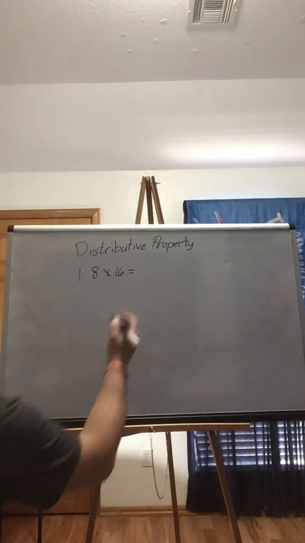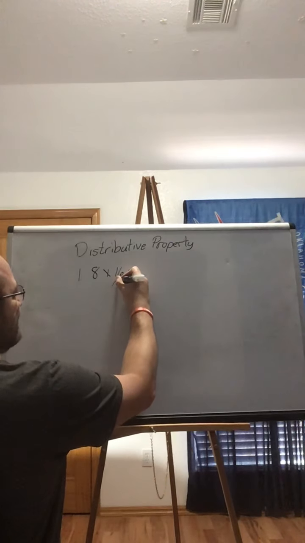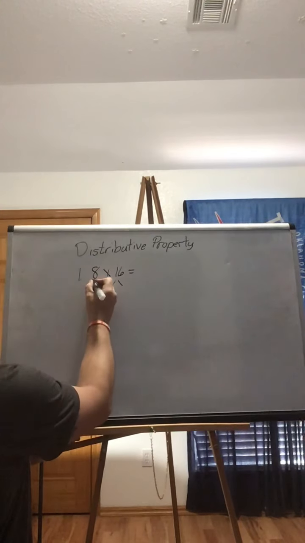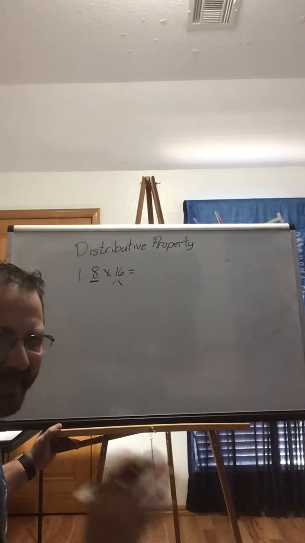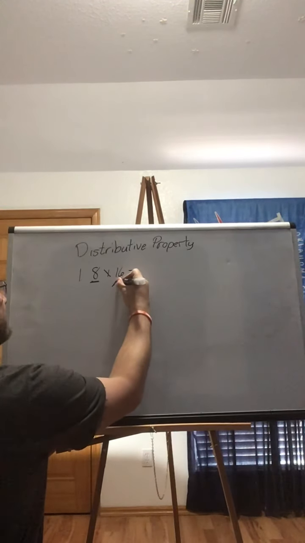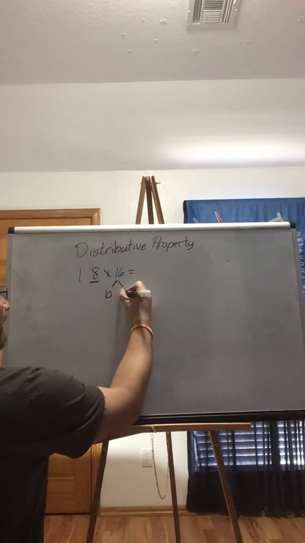So what we can do with the distributive property is take this 16 and break it down. We're going to stick with the 8. I call the 8 my solid number. 8 is not going to change. The 16 will change. And what are we going to change it into? Well, I know what 8 times 10 is, and I know what 8 times 6 is.